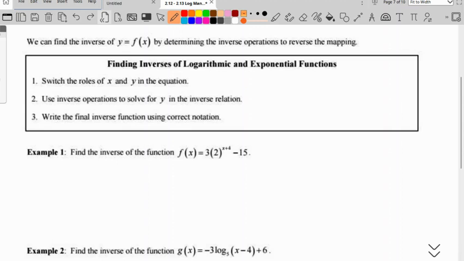So it's the same process, but now with our rules for inverses for exponentials and logs. It says find the inverse of the function 3 times 2 to the x plus 4 minus 15. Remember, f of x is just like y equals notation. So we're going to switch the position of x and y. So I'm going to rewrite this as x equals 3 times 2 to the y plus 4 minus 15. Everybody off to a good start? Now we just want to solve for y. So let's start doing that.